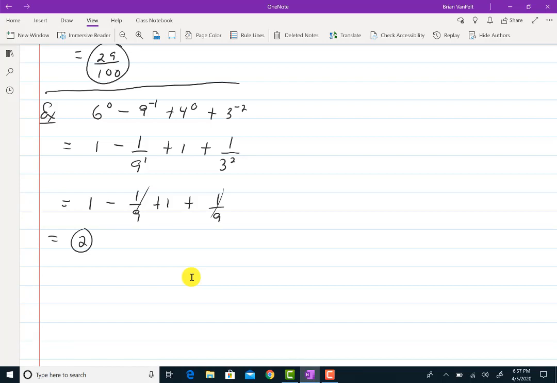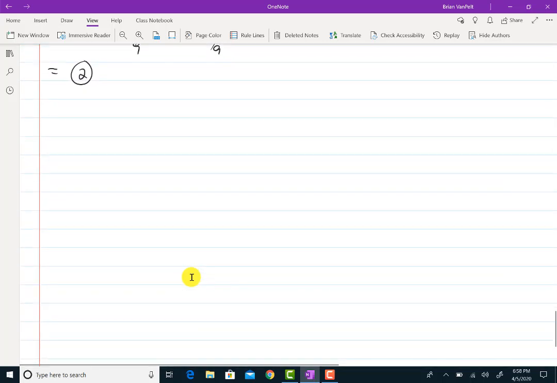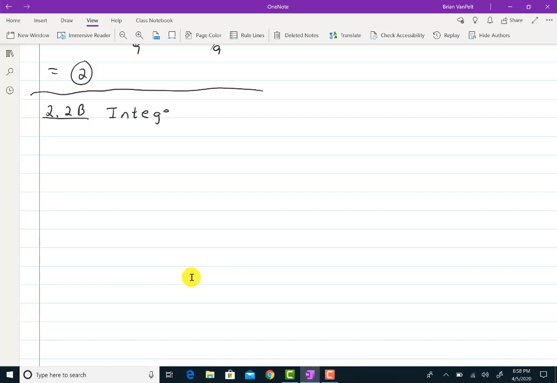So that takes care of some of the rules of exponents. We're going to utilize all of the rules of exponents for this next section, which is section 2.2b. Now we're still going to be doing integer exponents. The exponents are whole numbers, positive or negative. But this time, the bases will be variable.